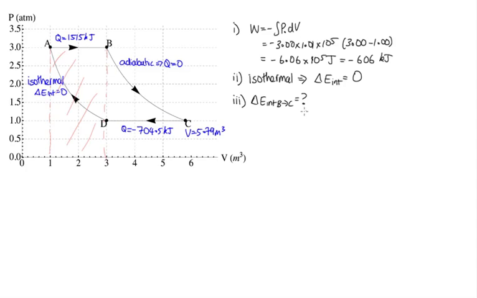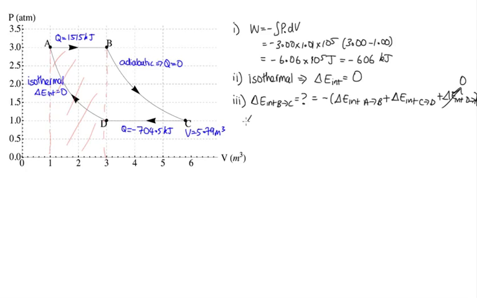Now there's a couple of ways we can do this. Probably the easiest way is to consider the cycle, and we know that the change in internal energy around the cycle is 0. So that means that this is the negative sum of the other internal energies. So the internal energy from A to B plus the change in internal energy from C to D plus the change in internal energy from D to A, which we already have. We know from D to A it's 0. So we know this one's 0 already, so we just need to work out these two.